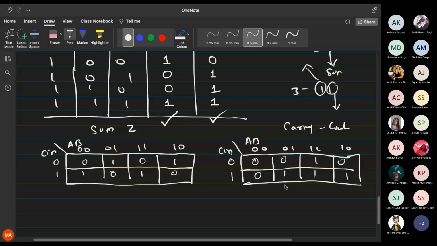So once you have done this, now you have mapped this. Now you need to identify the different groups and you need to write down the equation for that. So first we'll consider this sum. Is group of 8 possible? No. Is group of 4 possible? No, that is also not possible. Group of 2 possible? No, that is also not possible. Group of 1 possible? Yes.